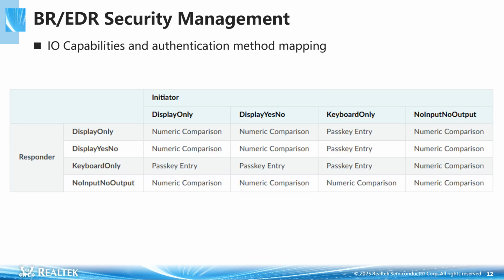The I/O capabilities are used to set local input and output capabilities for device authentication. The I/O capabilities should be set properly according to the device hardware. The authentication method during pairing is determined jointly by the input and output capabilities of both devices. The mapping between the device's input and output capabilities and the authentication method is as shown in the table.